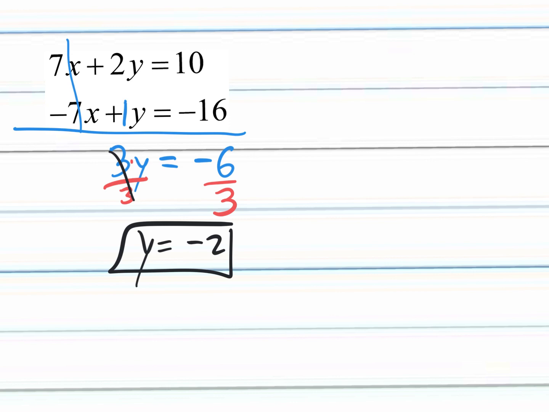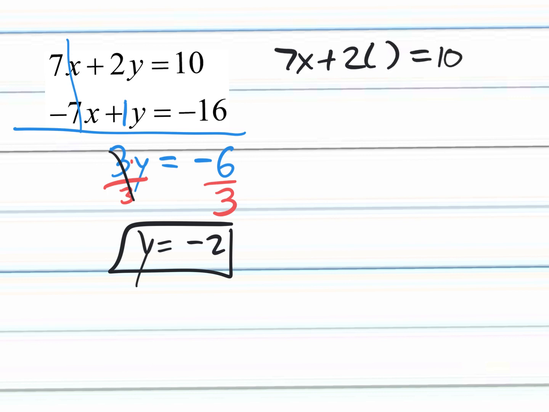But how do you find out the other answer, the x value, if you already know the y? Well, you plug it back in. Now, which one do you like to plug it into, the top or the bottom? Top one, sure. And it doesn't really matter. You're going to get the same answer, whichever one you pick. But I want to go with the top one. And the top one reads 7x plus 2y equals 10. Here goes. 7x plus 2y equals 10.